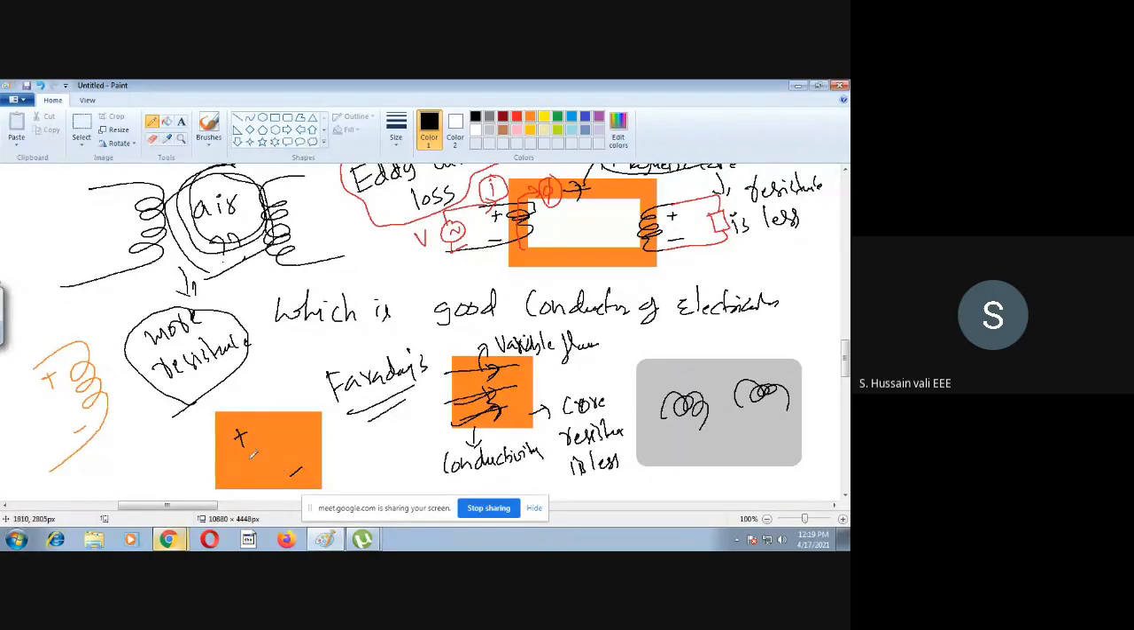There is a possibility because EMF induced means EMF is nothing but the potential difference. So it will create a potential difference between 2 points in the magnetic core. Let me take this point as A and this point as B. So point A has higher potential, point B has lower potential. This is the EMF. Why is the EMF induced? Because of Faraday's law. Faraday says that variable flux, when it is linking a conductor, EMF will be induced. So A is higher potential, B is lower potential.